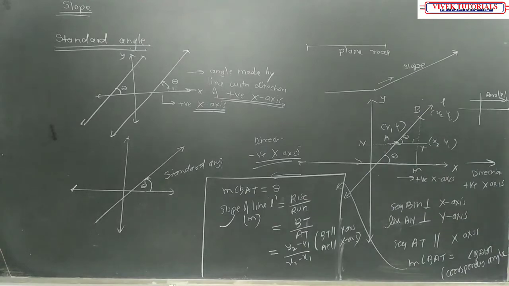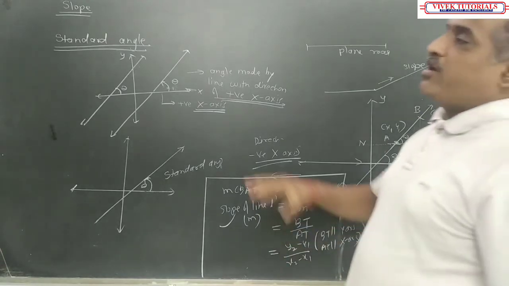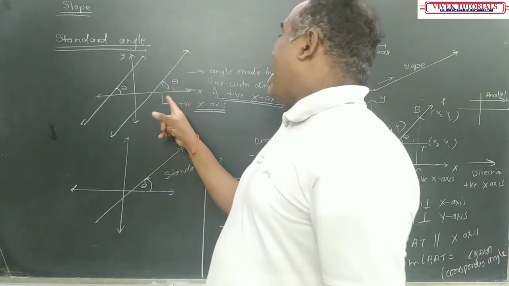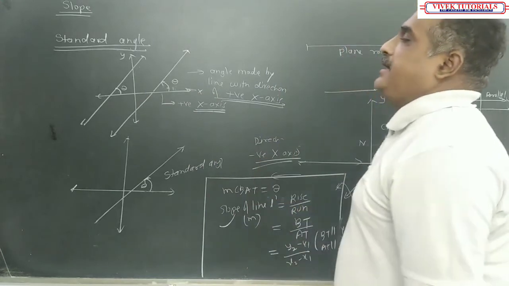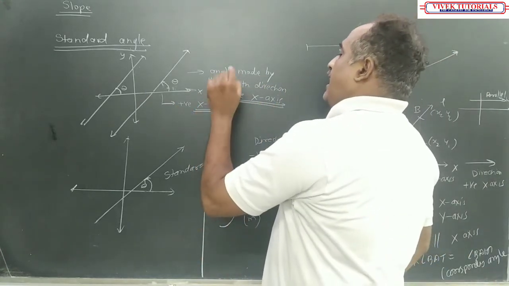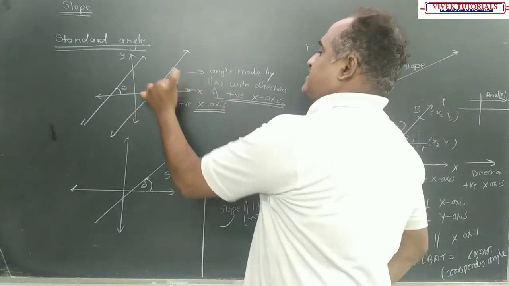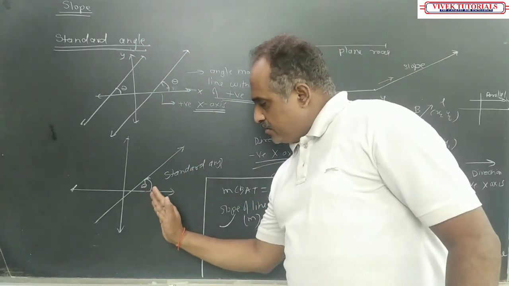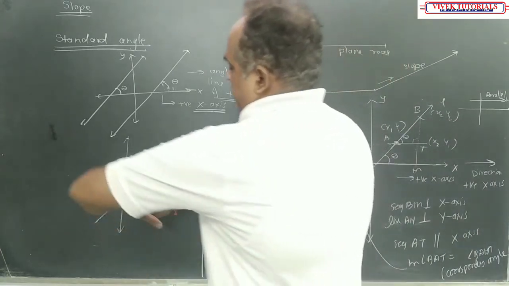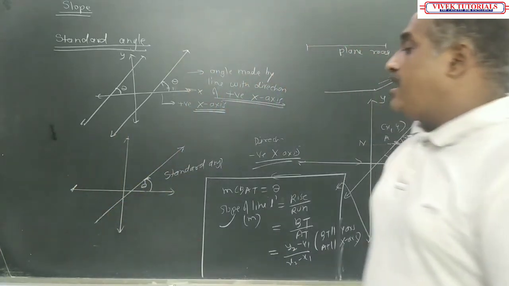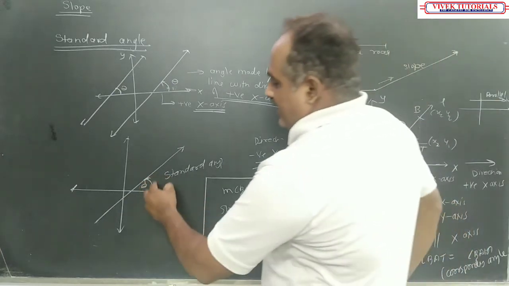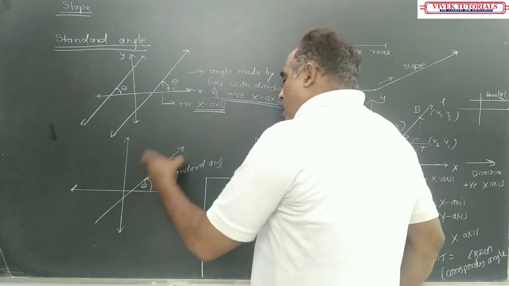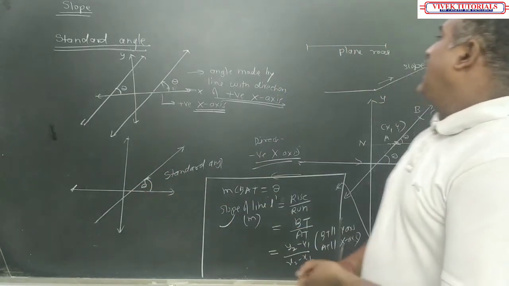See once again. First, we need to understand what the meaning of standard angle is. Standard angle is measured with the help of the direction of the x-axis. The angle made by a line with the direction of the x-axis is called the standard angle. It is measured from here to here. We can say that this is the initial arm and this is the terminal arm. We will study this concept in 11th standard. This angle is made with the direction of the x-axis. This angle is theta.